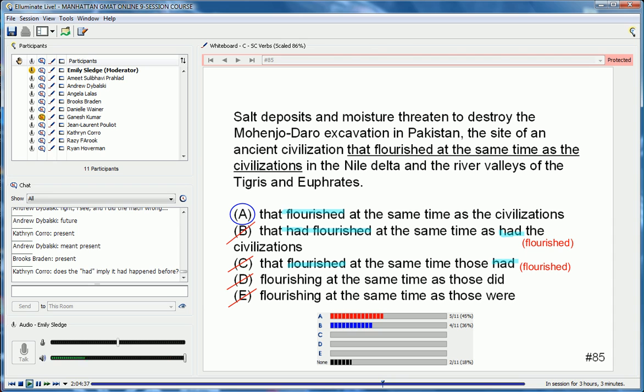Can anybody name a different split here? Catherine, we're about to talk about what the had does. Happen before what? Maybe complete your sentence. Because flourished gets across the idea that it happened before now, right? That's Brooks' point. Flourished in the past tense is right.